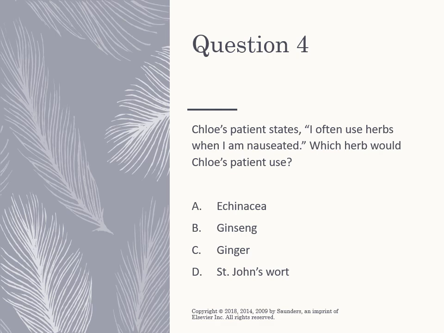For question number 4, please reference your textbook on page 618, table 32.1. Chloe's patient states, I often use herbs when I am nauseated. Which herb would Chloe's patient use? Is it A, echinacea, B, ginseng, C, ginger, or D, St. John's wort?